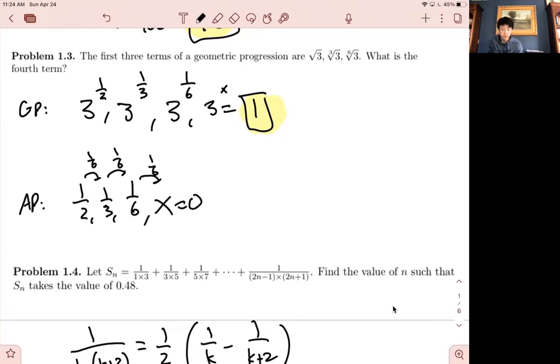If we write the 4th term as 3 to the x, then we have 3 to the 1/2, 3 to the 1/3, 3 to the 1/6, and 3 to the x as a geometric series. Then the exponents 1/2, 1/3, 1/6, and x are an arithmetic series. We note that each time it's going down by 1/6, from 1/2, which is 3/6, down to 1/3, which is 2/6, down to 1/6, and then down to 0. And 3 to the 0 is equal to 1. Okay.